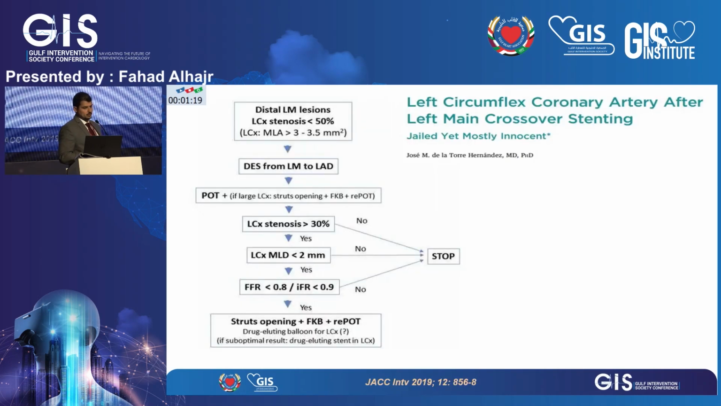So that's something we just discussed about the left main. I think it's a very nice algorithm to go over. If you have a distal left main with a stenosis less than 50%, you check the minimal luminal area, and then you just cross over. If it's above 3 to 3.5, then you POT. If you have significant stenosis above 30%, you check the minimal luminal diameter. If it is above 2, then you should be fine. Otherwise, you go with an IFR assessment. Is this something practical to do, physiology, imaging, and so on? I don't know about this in day-to-day practice, but this is something you definitely should consider.